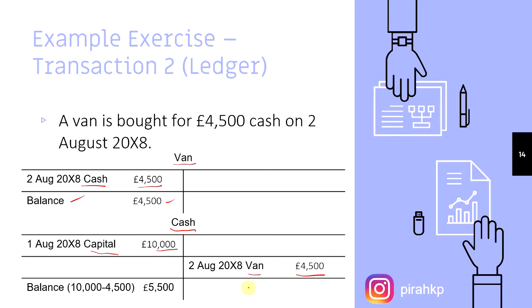But the problem is that one was what? Yes, debit. This one is credit. That one was increasing. This one is decreasing. You are paying 4,500 from 10,000. Now when you are going to write balance, you are not just going to copy paste these amounts. Instead, you are going to subtract them and see what is the balance of cash.